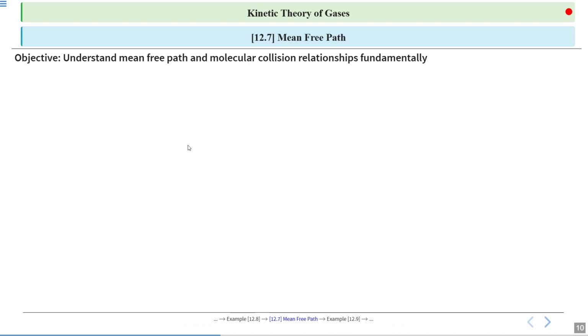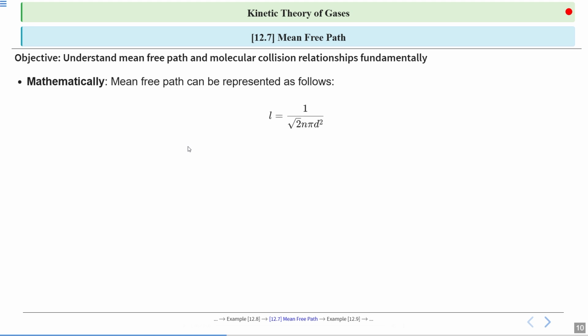So let's see. Mathematically, mean free path can be represented as follows. L equals 1 upon root 2 n pi d squared. Here L represents the mean free path. This equation is central to our understanding of molecular motion in gases. So it's important to grasp each component.